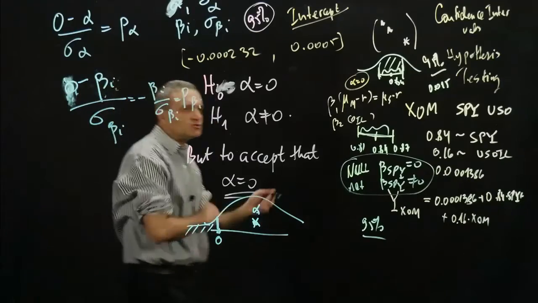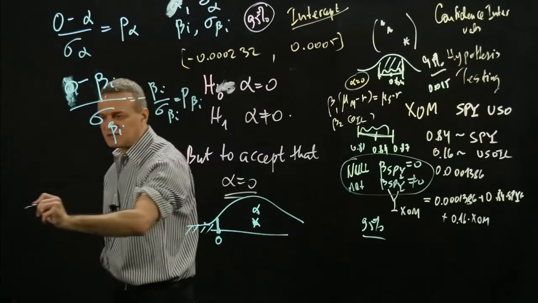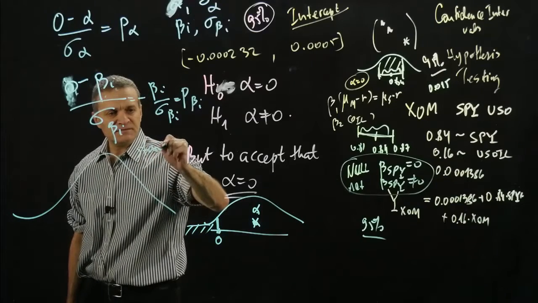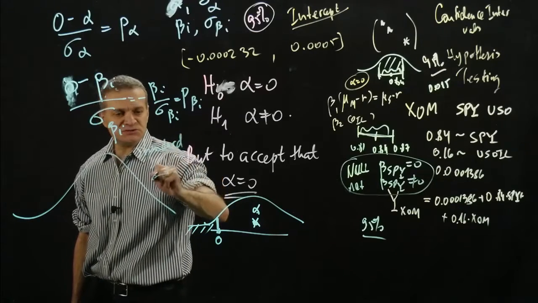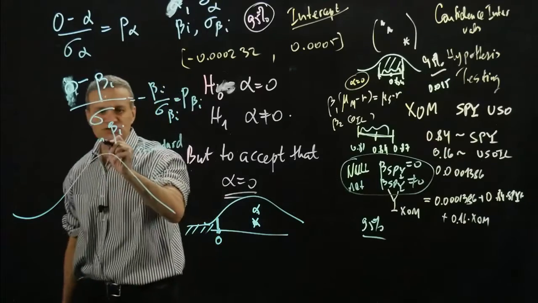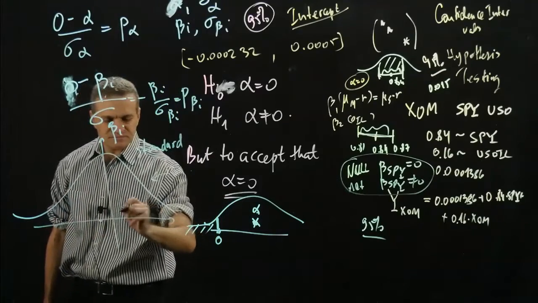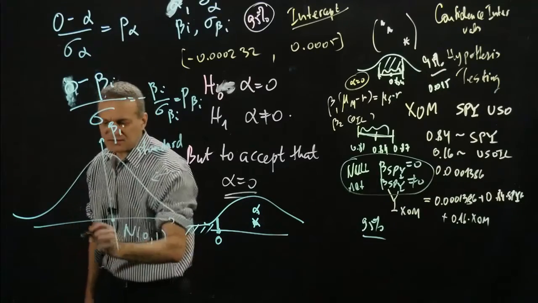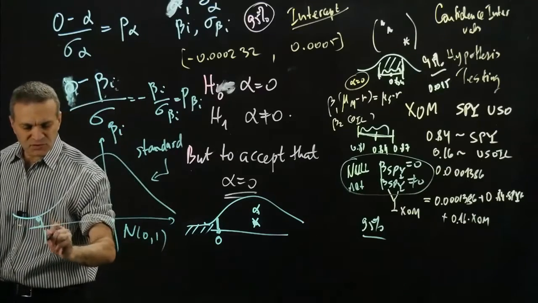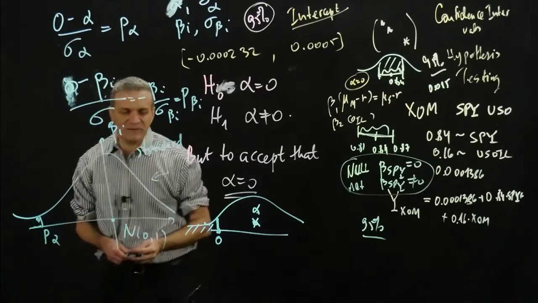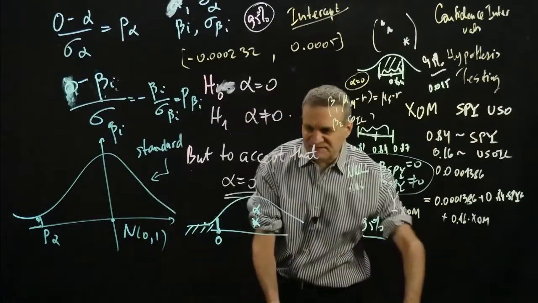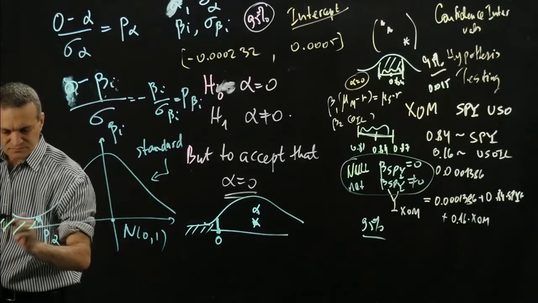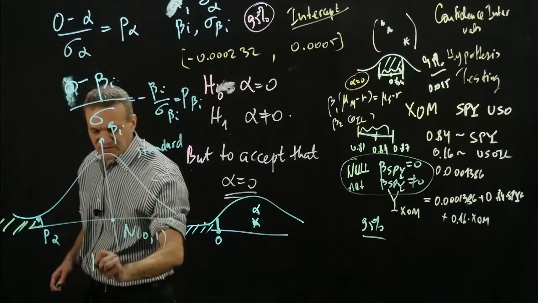So now you're looking at your standard distribution. Because you standardized your distribution, this is your standard distribution with 0, 1. And somewhere here, you have your P alpha. So the probability of being left of the P alpha, this is called your P value.